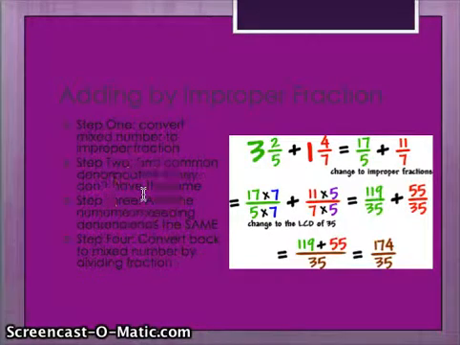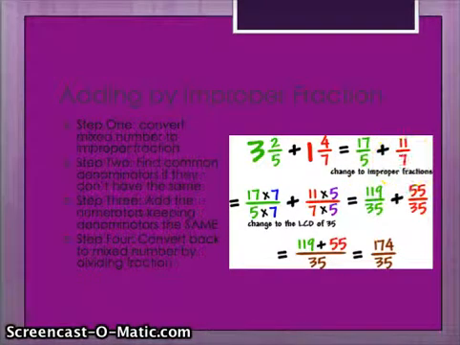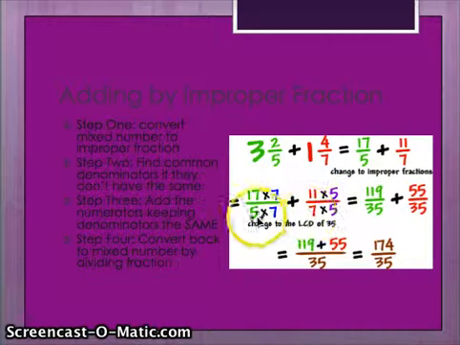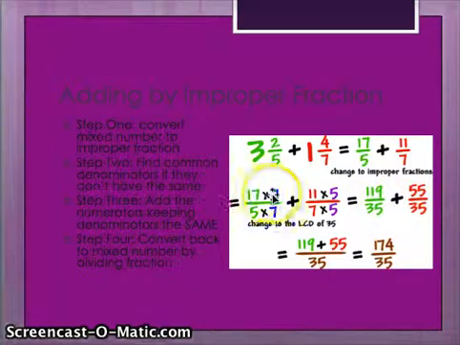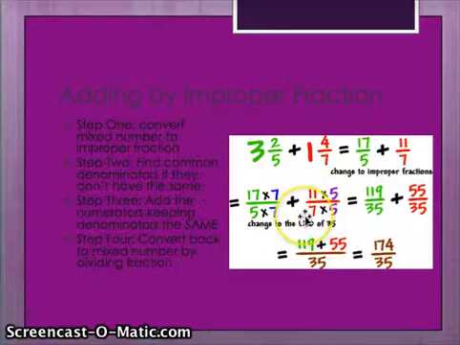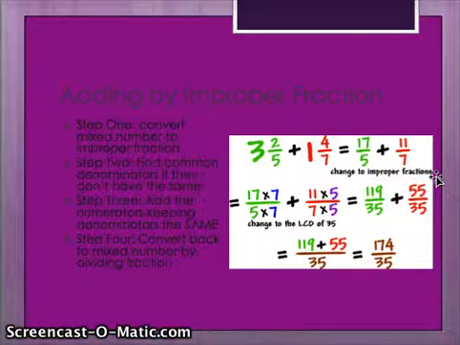Step 2 is finding common denominators if they're not the same. Well, we have a denominator of a 5 and a 7, so I know I need to find a common denominator. In order to do that, I need to think of the multiples of 5 and 7, and I know that the closest one they have is 35. So in order to convert my denominator to 35, I have to multiply 17/5 by 7 and 11/7 by 5. 5 times 7 is 35, and 17 times 7 is 119. So now that I've converted that, I'm going to convert 11/7 to 35. 7 times 5 is 35. 11 times 5 is 55. So our new fraction is 119/35 plus 55/35.